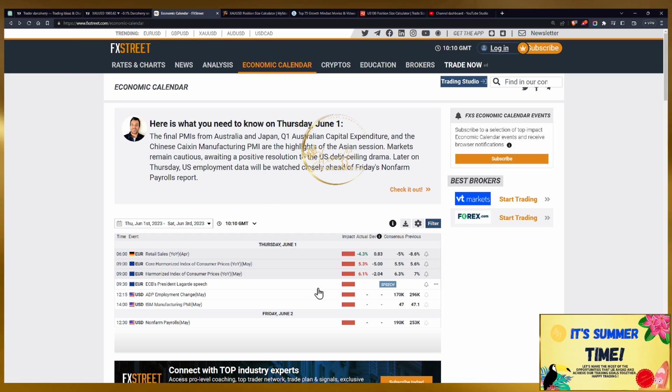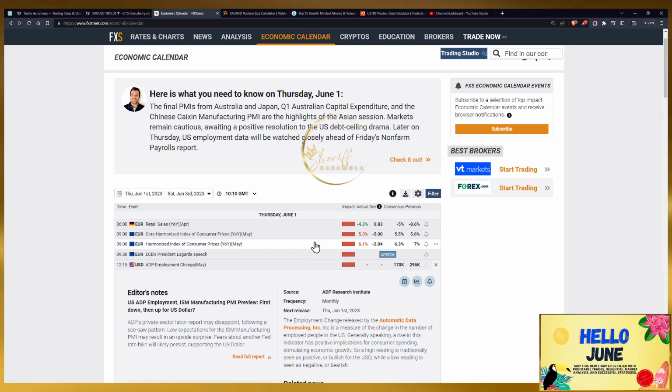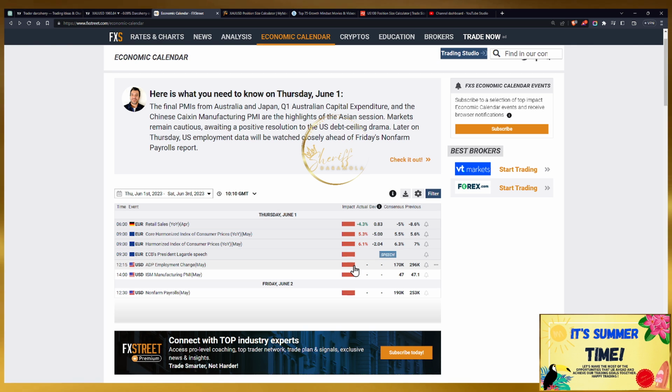So let's look at the economic calendar. We have the ADP employment change, which is coming up in an hour from now. This is data released by Automatic Data Processing Incorporated, and it gives us a measure of the change in the number of employed people in the US. A rise in the indicator has a positive implication for consumer spending. So we want to see a higher reading to give us a positive signal for the dollar, while a lower reading will give us a negative signal for the dollar.